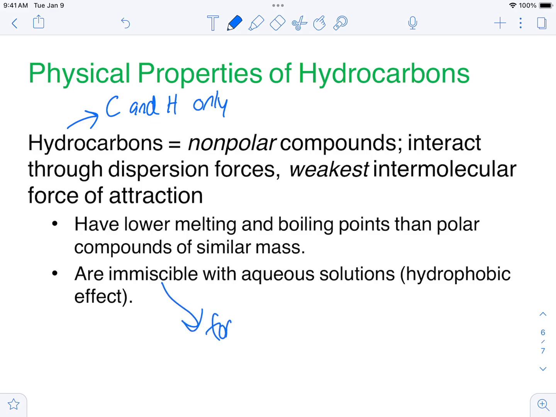Immiscible means it forms more than one layer, like oil and vinegar, for example. And we call this a hydrophobic effect. Hydro means water, so your aqueous is water, and then phobic is fear of. So it doesn't want to mix with the water. It forms two layers.